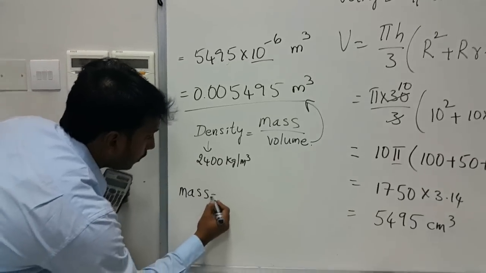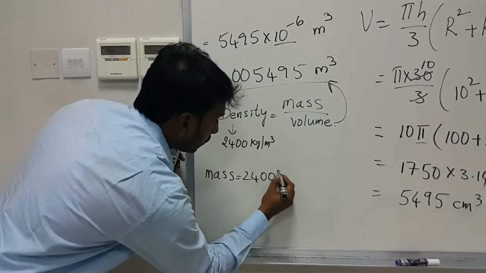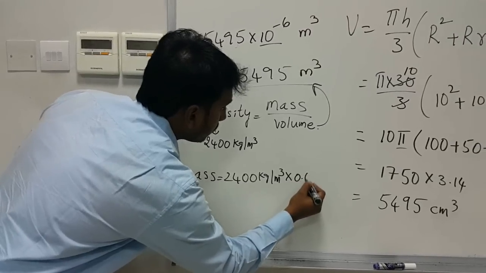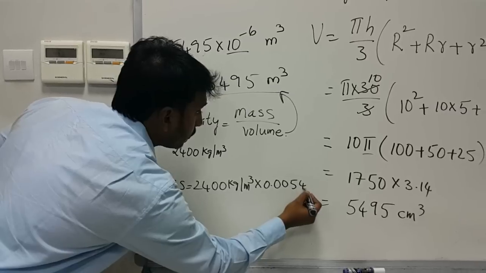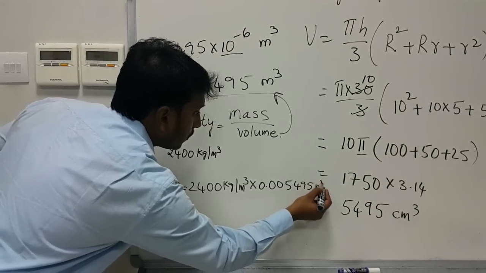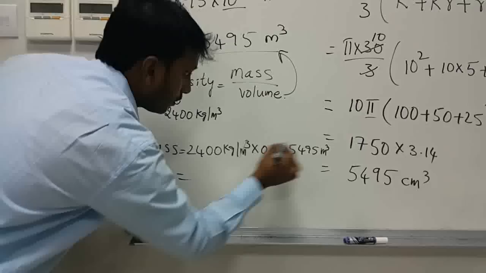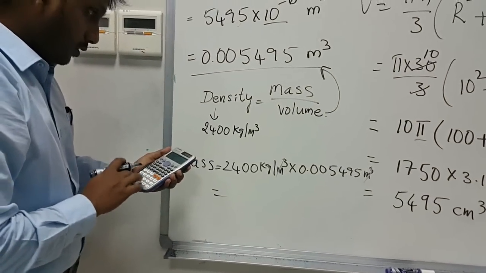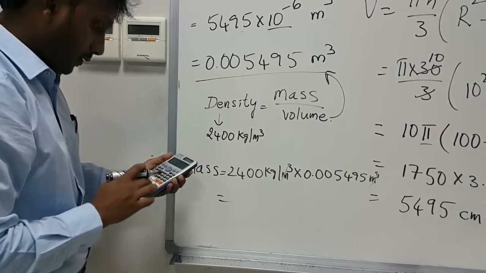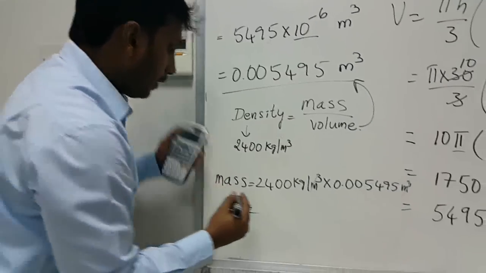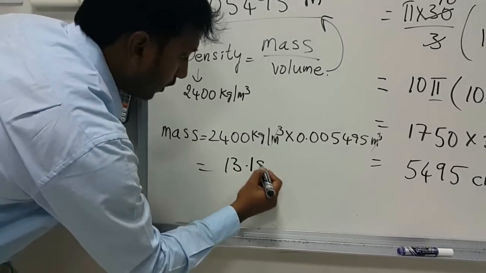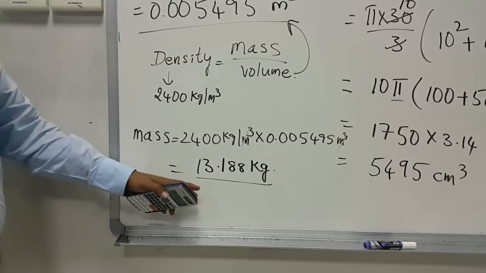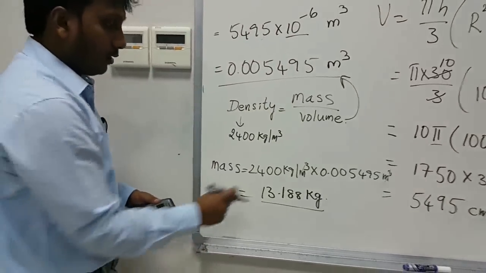So mass will be 2400 kg per meter cube multiplied by 0.005495 meter cube. Meter cube will cancel. So we solve this, 2400 multiplied by 0.005495. It is 13.188 kg. So this is the weight of concrete we got from this calculation.